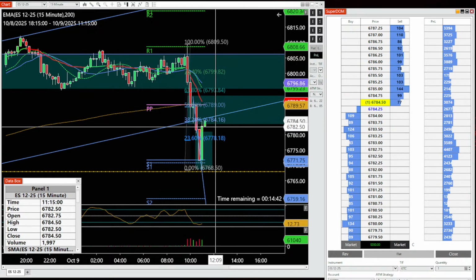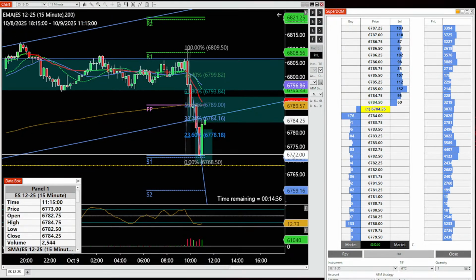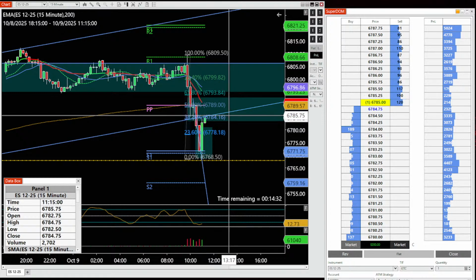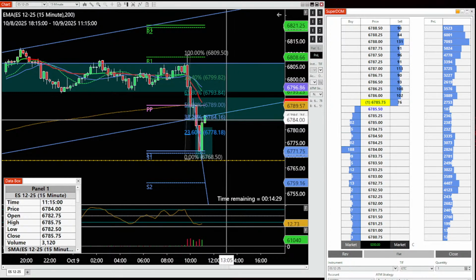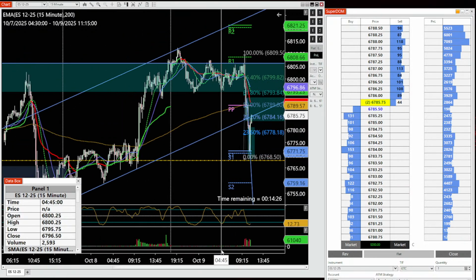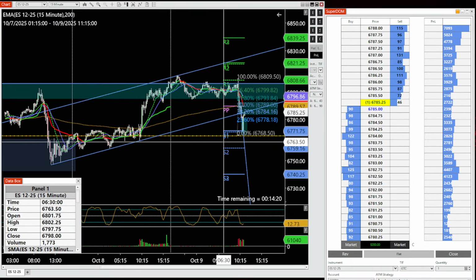Don't want to buy it up here, you know. Stop would be right 82.50, but it's up back into this trend line. Testing this trend line.